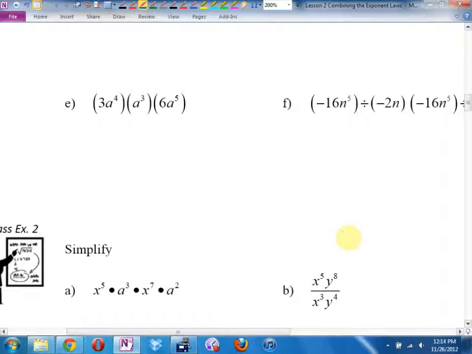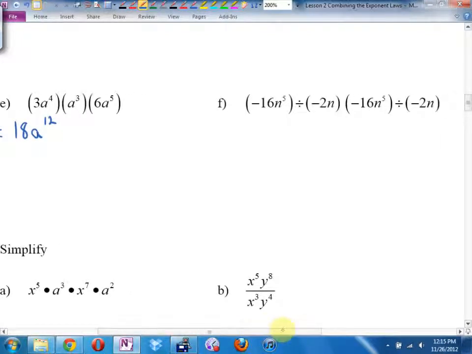Is there a power to a power? In E? No. Then we can multiply. Numbers times numbers. 18. A to the what? Sorry? 12. Make that 8 a little bit better.